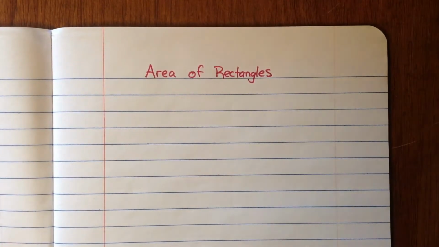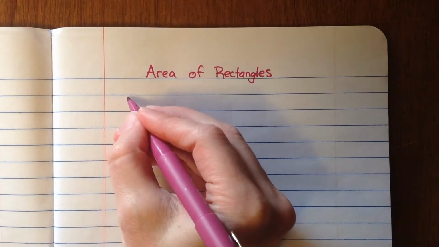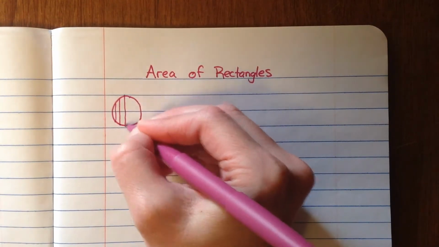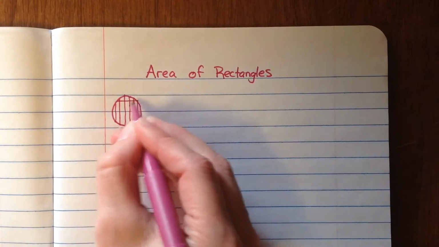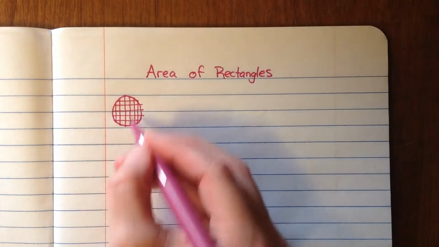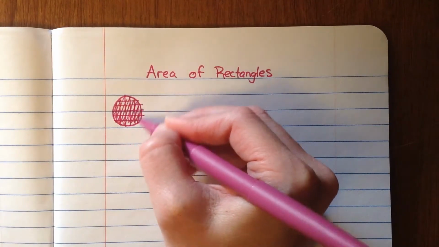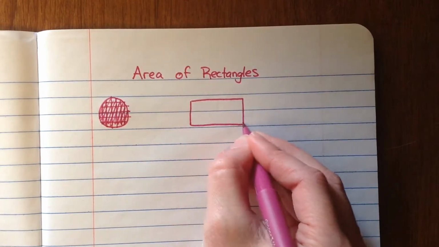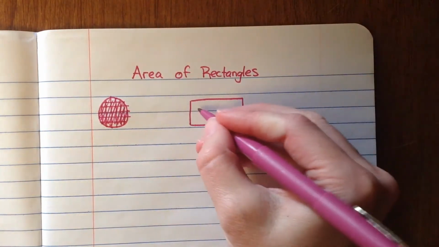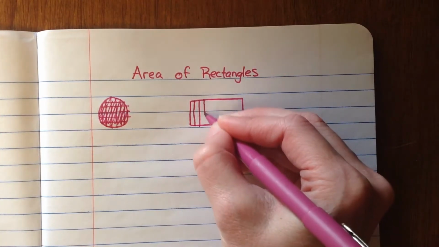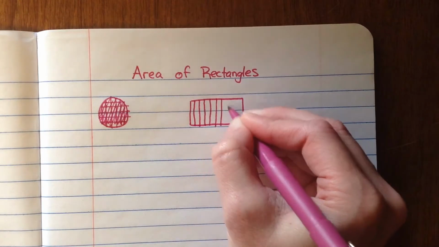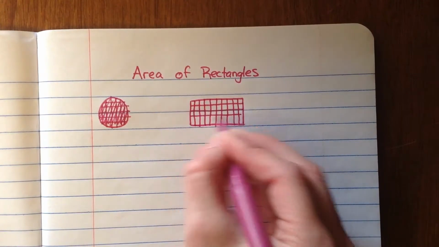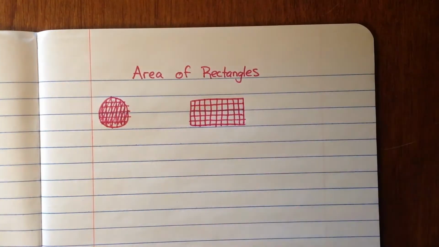Now we talked about area of a circle, and if you remember, the area of a circle was how many square units it would take to cover up the circle. It was the inside space. And for a rectangle, it's really no different. We're going to ask ourselves, how much space is on the inside? In other words, if I were to draw little tiny squares into my rectangle, how many of those squares would it take to fill up all of that inside space?